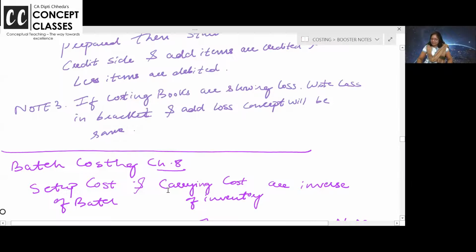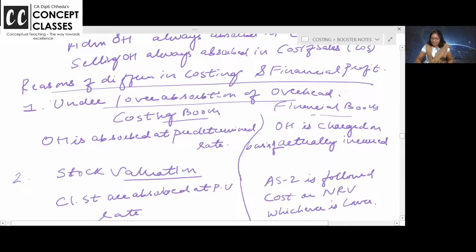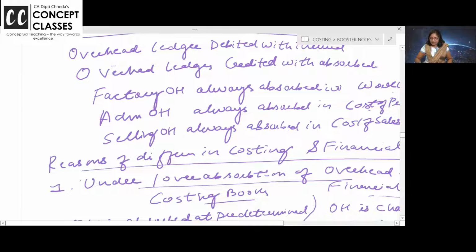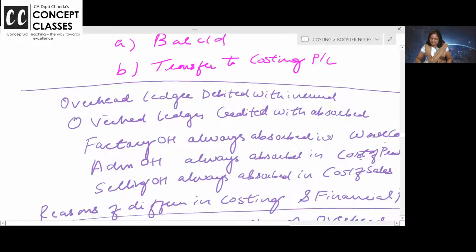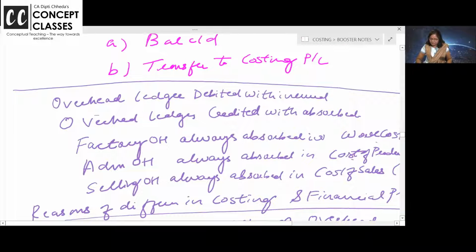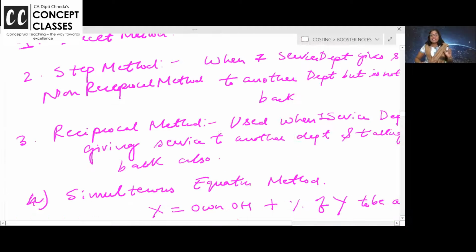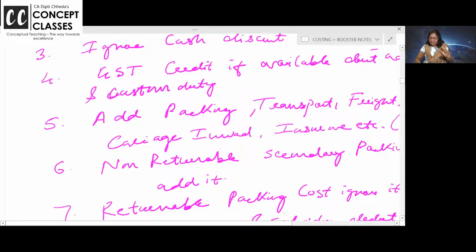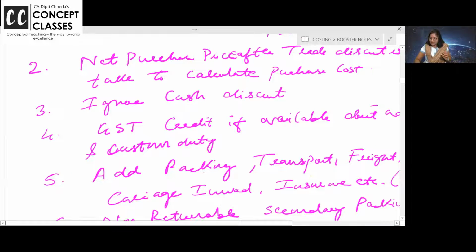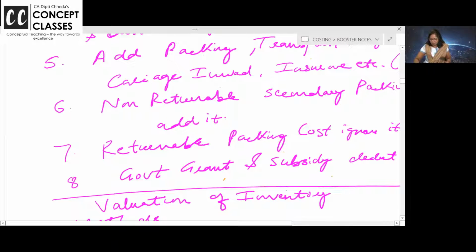So now overhead chapter, let us begin. I'm discussing my booster notes. First of all, what is overhead? Overhead is expenses incurred. Yes, overhead is indirect material, indirect labor, indirect expenses are overheads.